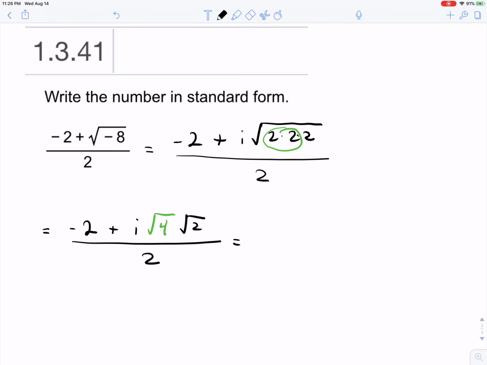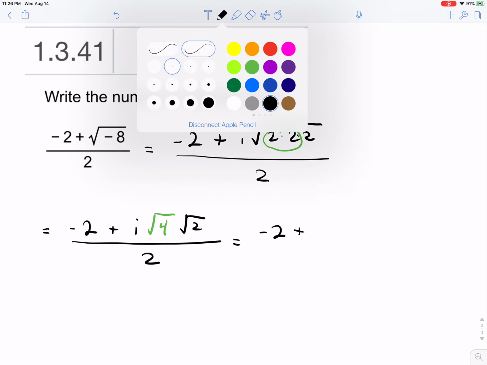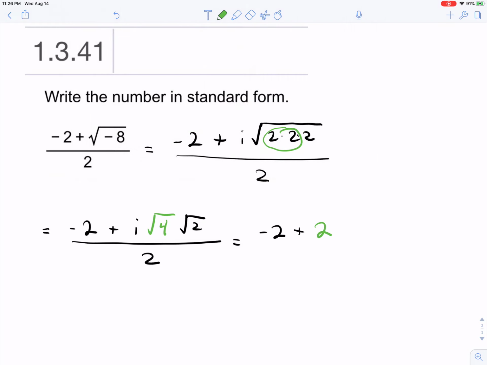If we keep going, we still have our negative 2. Now the square root of 4 becomes 2, and everything else just kind of comes down. The i comes down, the square root of 2 comes down, and this. Finally, since we're dividing by a monomial, meaning dividing by one term, we can essentially distribute it into the numerator.